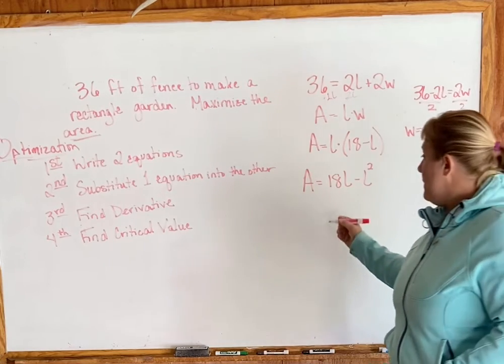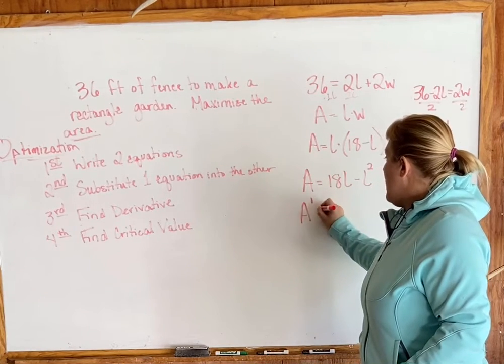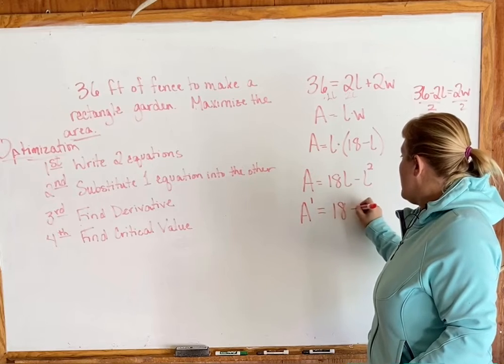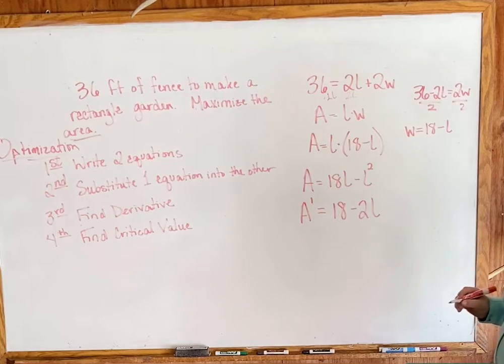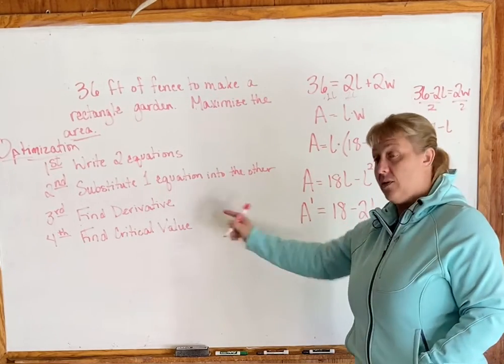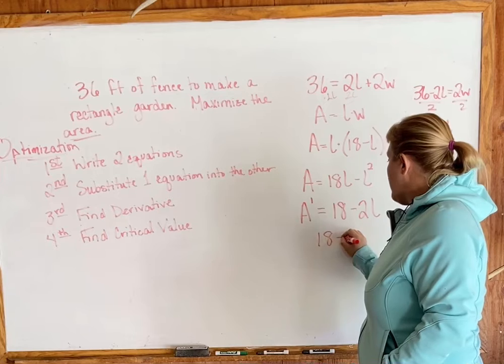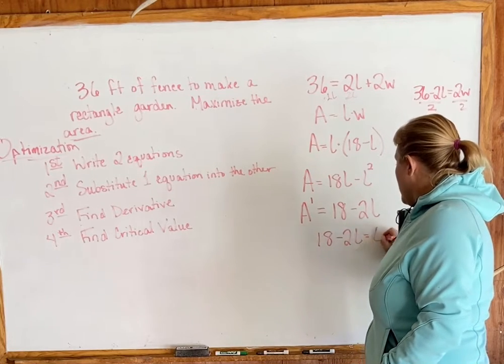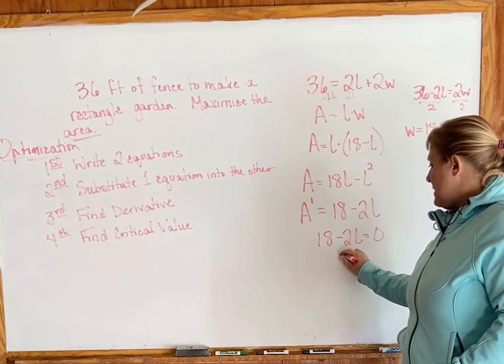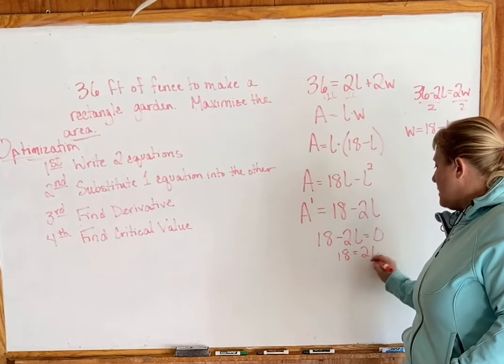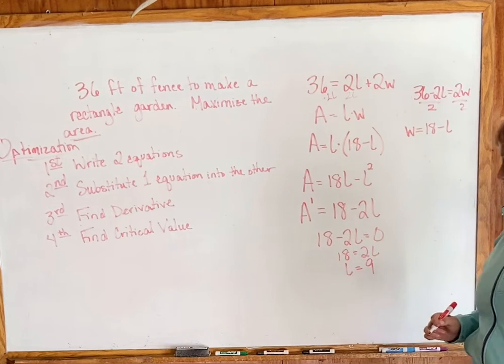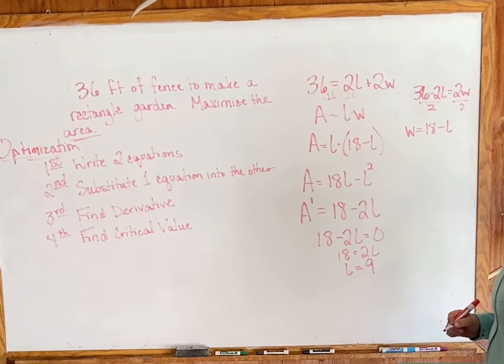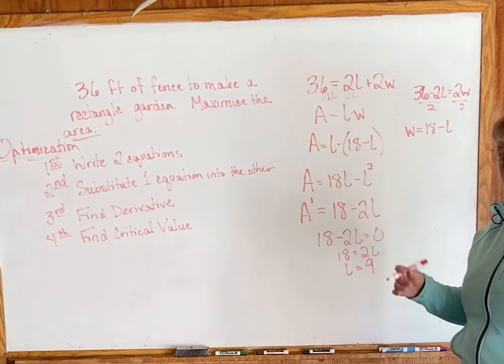Now we find the derivative. So we'll say A prime equals 18 minus 2L. And then we will set it equal to 0 to find the critical value. 18 minus 2L equals 0. So 18 equals 2L, so L will equal 9, right? Okay, L equals 9. Hello, my brain's not working.